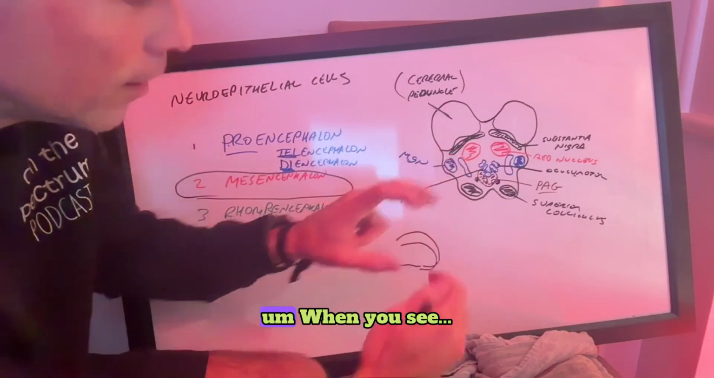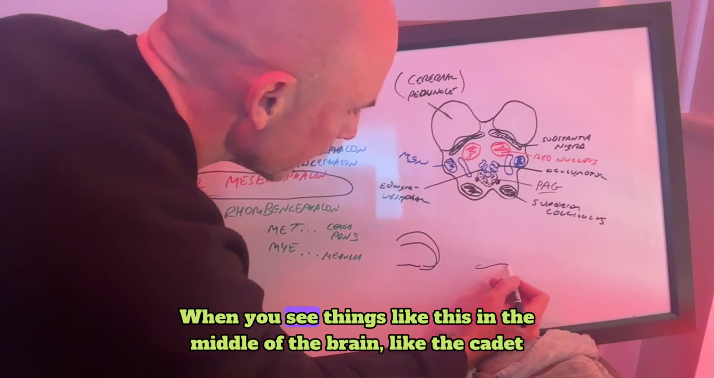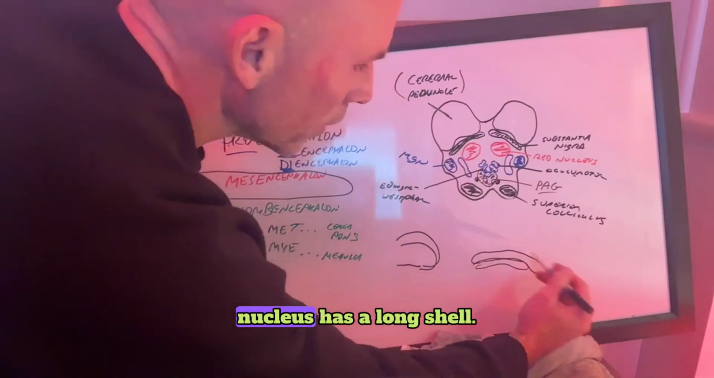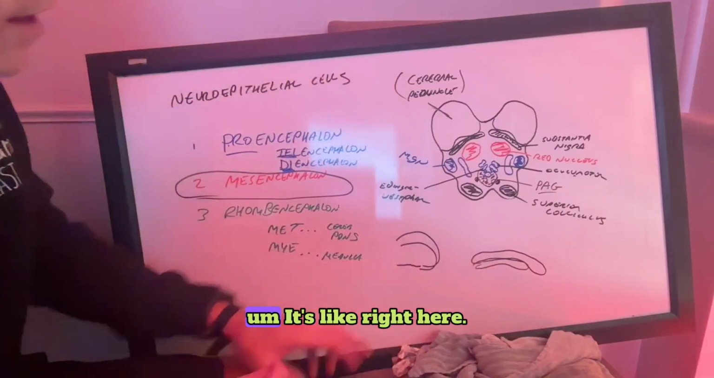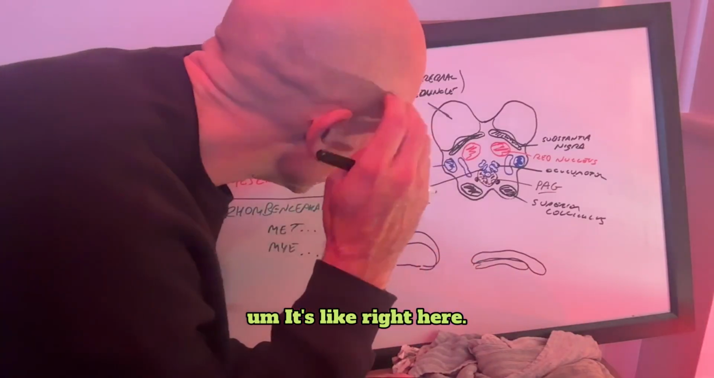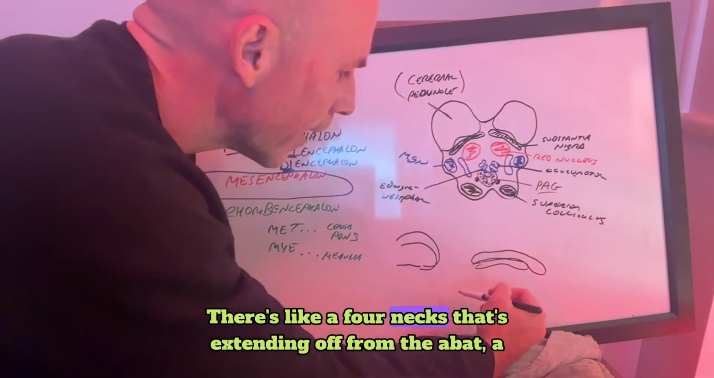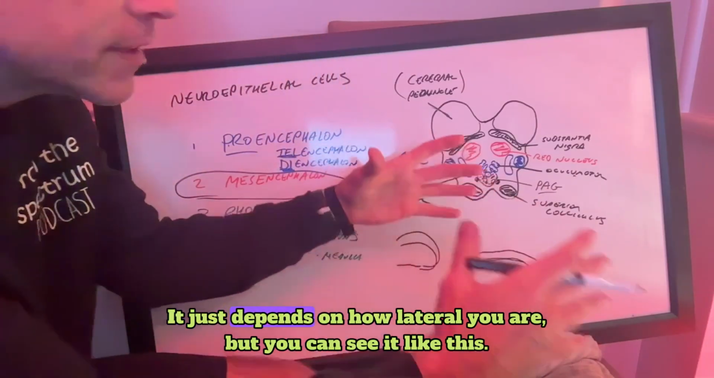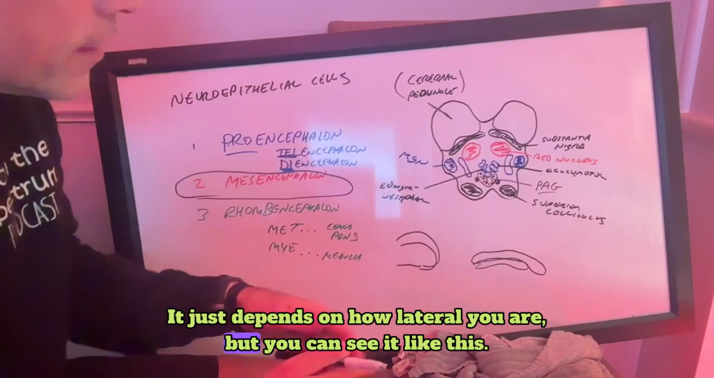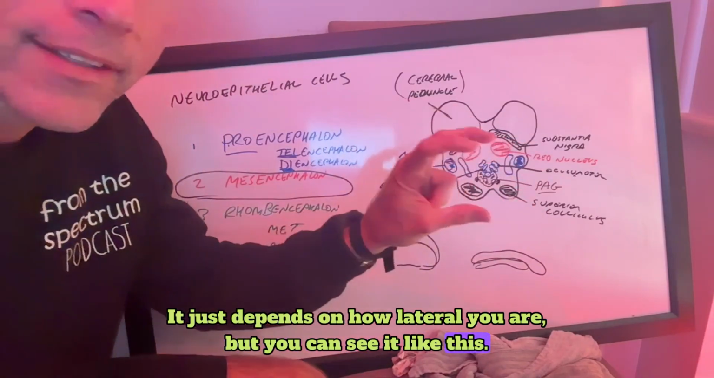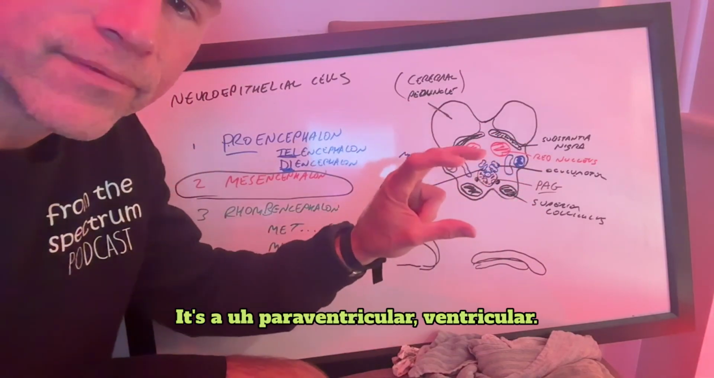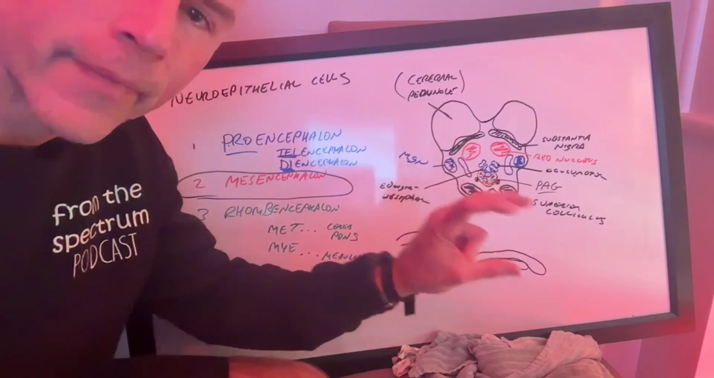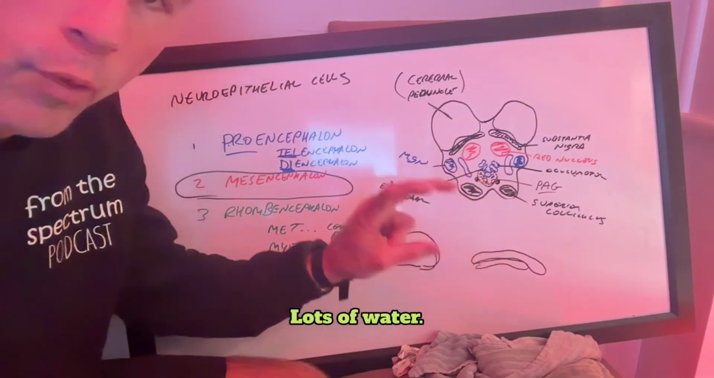When you see things like this in the middle of the brain, like the caudate nucleus has a long shell. It's like right here. You can see these things. There's like a fornix that's extending off from the amygdala. It just depends on how lateral you are, but you can see it like this. Periventricular area right here. Lots of water. Lots of water.